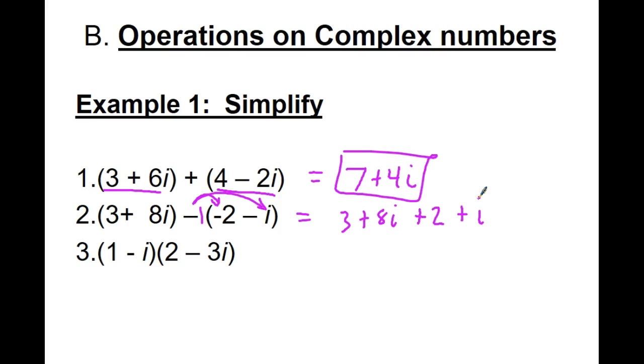All right, now we combine the 3. The 3 combines with the what? 2, 5. And the 8i combines with the i to make 9i, because you want to think of this as a 1i. And once again, when you're adding, you add the coefficients, but you don't change the variable. Now, i is not a variable, but it acts like one.